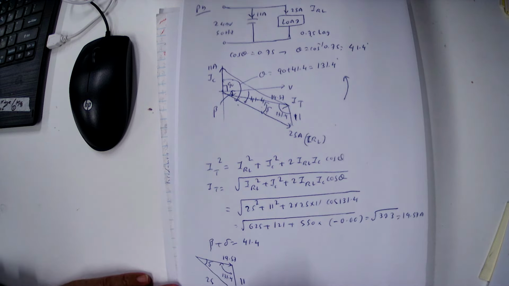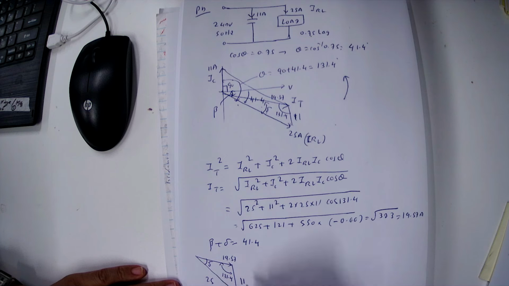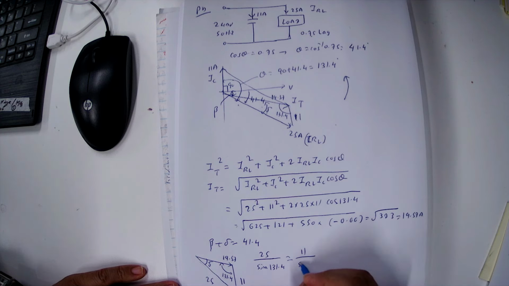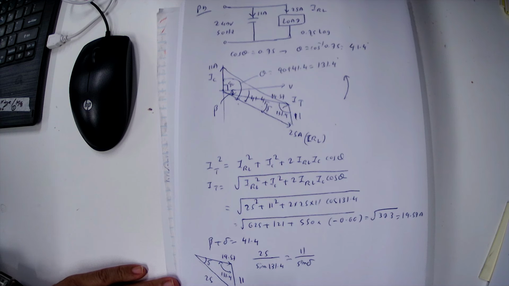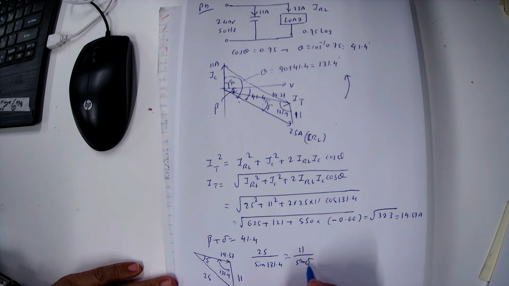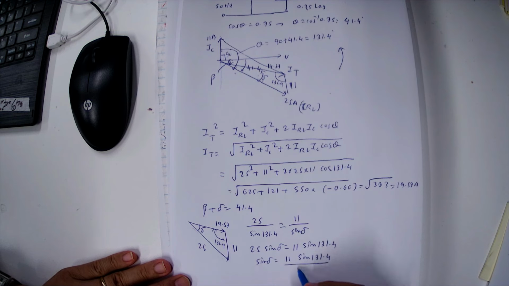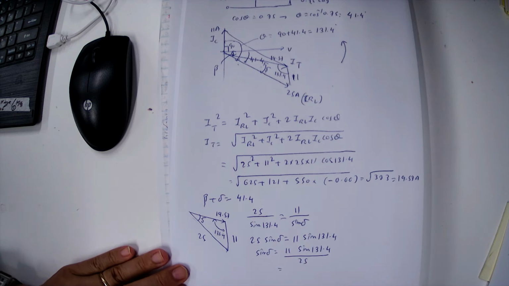In this case, we can write down the sine rule equation. So the sine rule is 25 by sine 131.4 is equal to 11 by sine delta. So we can calculate the sine delta: 25 sine delta is 11 sine 131.4. So we get sine delta as 11 sine 131.4 divided by 25. This is the way we calculate the sine delta.